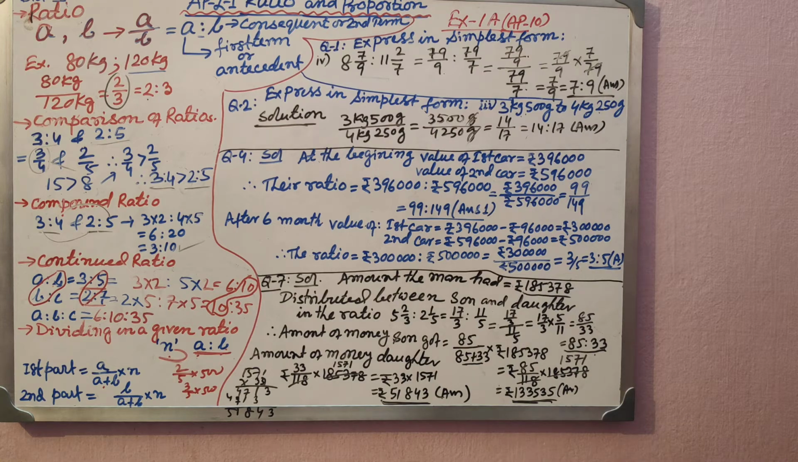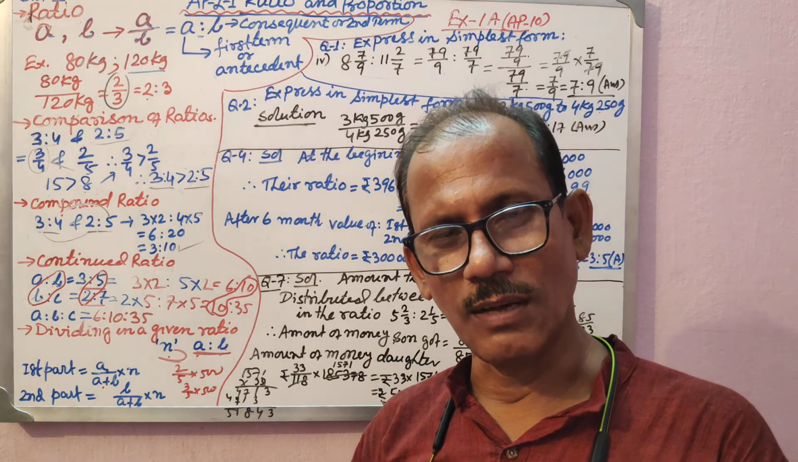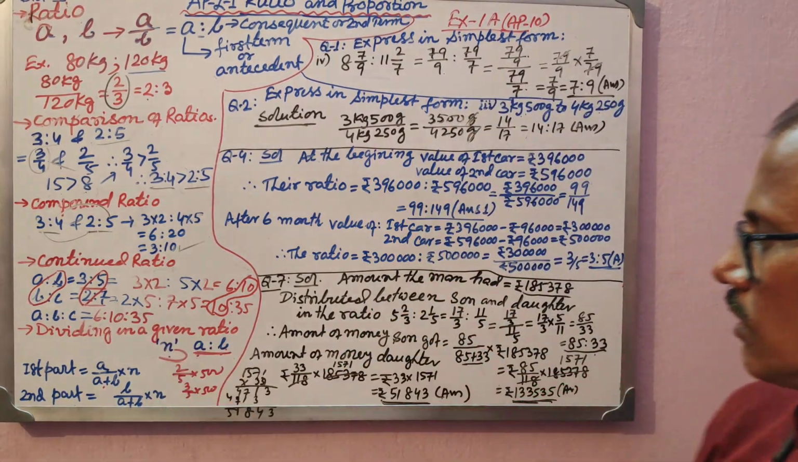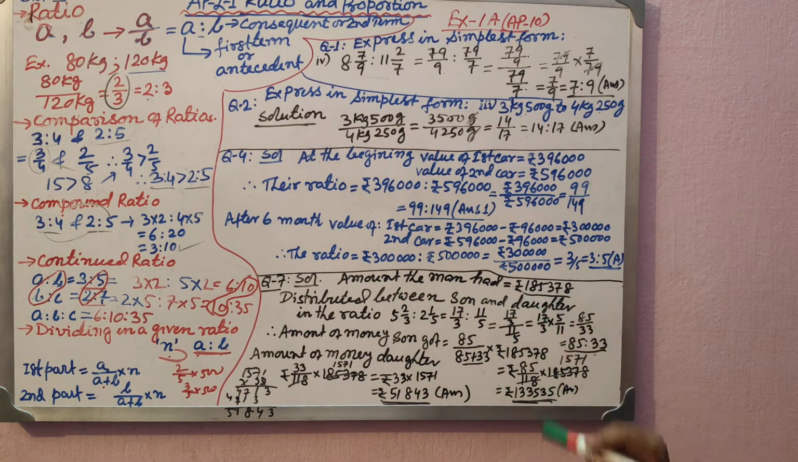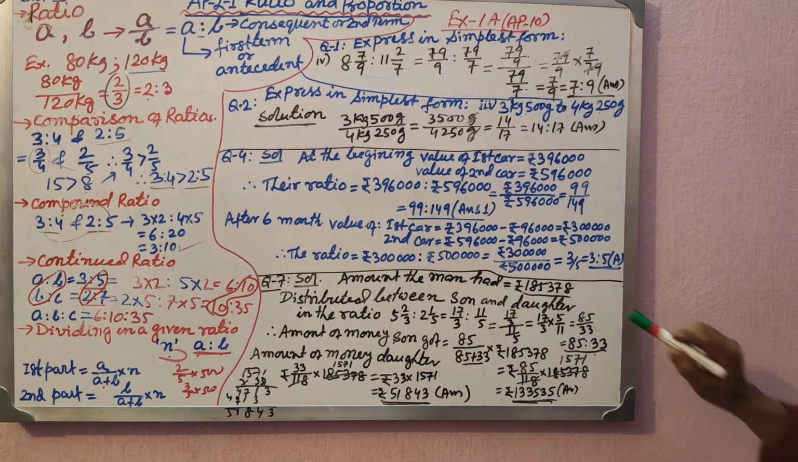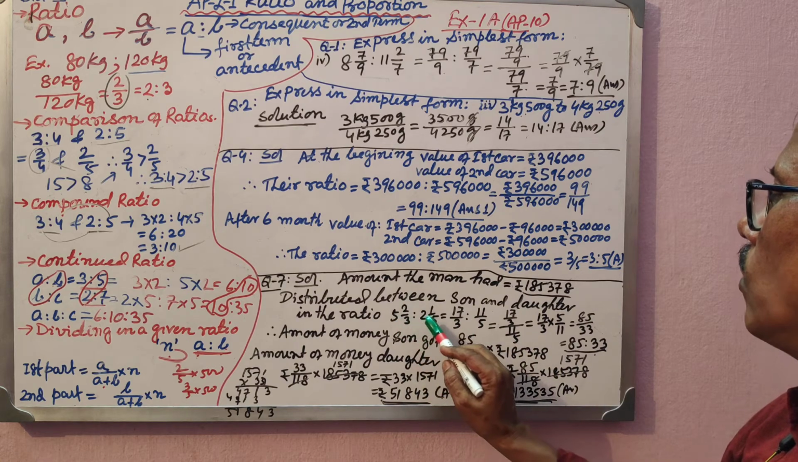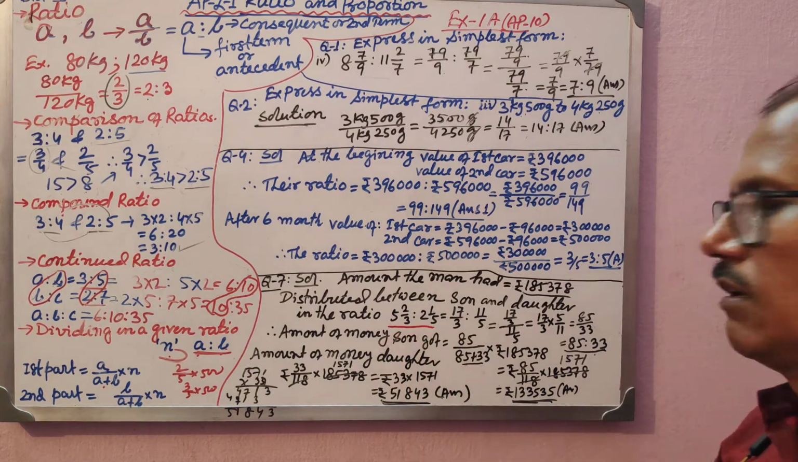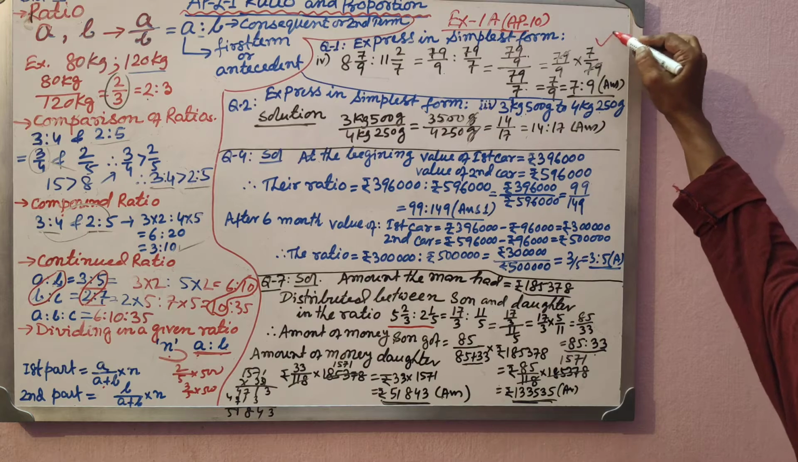Things are very easy. Now moving on to distribution of some quantity into a given ratio. So this one, what I taught to you. The amount a man had was this much, some 18,05,370. He has distributed it between son and daughter in the ratio of 5 whole 2 by 3 and 2 whole 1 by 5. See, he has distributed in this fractional ratio. Okay, fine. Fractional ratio, you know how to convert into a simple ratio.